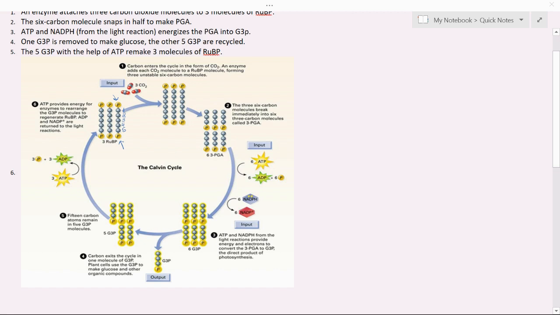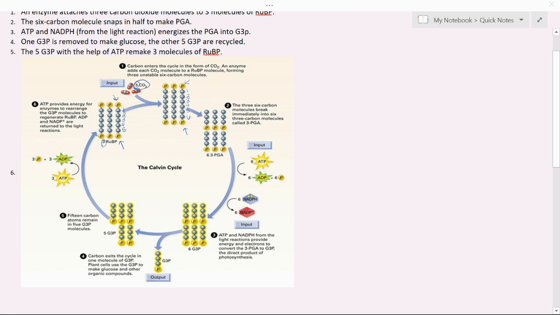So we're going to have carbon dioxide enter the cycle, and this is going to bring in more carbon. The first step is that an enzyme helps attach these carbon dioxides to the RuBP. Notice we're bringing in 3 carbon dioxides and we have 3 RuBP. So we're going to make these new molecules right here. These molecules still have those phosphates on the end, but now we have 1, 2, 3, 4, 5, 6 carbons on each of our molecules.